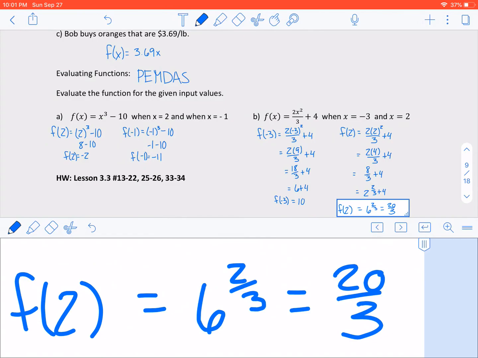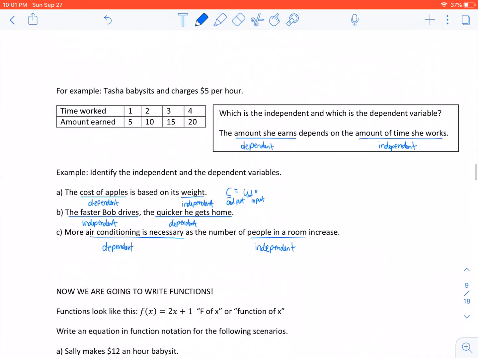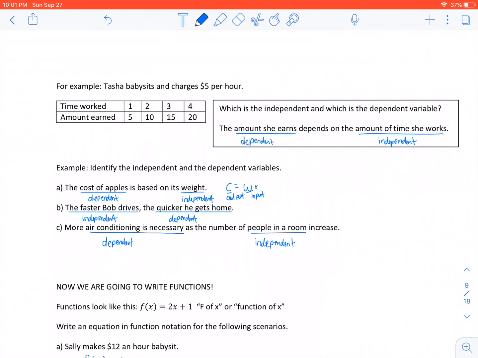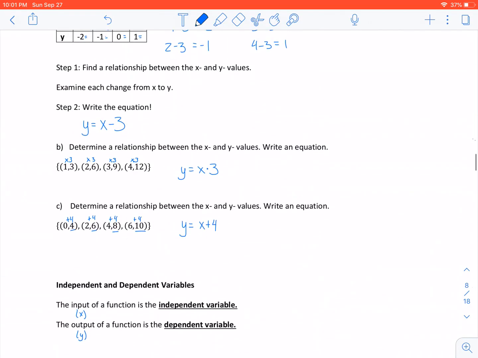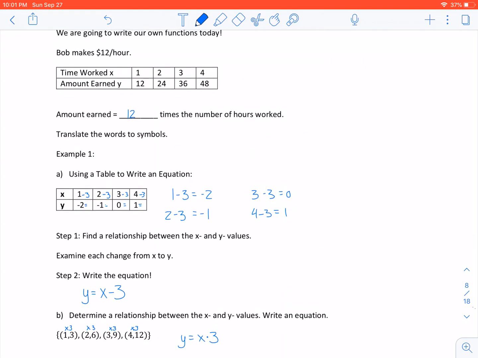And now that is lesson 3.3, dealing with finding independent and dependent variables, writing functions, and looking at graphs and tables and ordered pairs to determine what the function is. Go ahead and give it a shot on your homework.